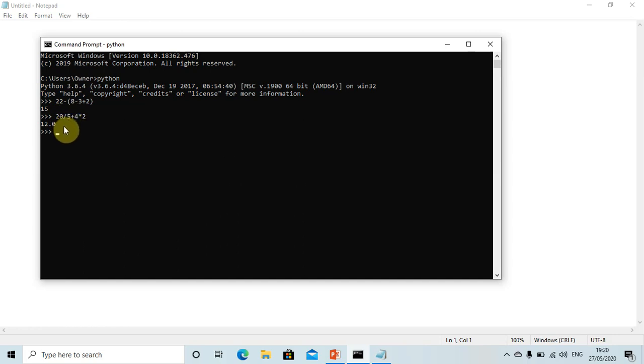4.0 and not 4. And then we are keeping it as it is. We are multiplying this. So 4 into 2 is giving us 8. And when we are adding 4.0 plus 8, it is giving us 12.0. So please remember that always division operator will give us a floating point value and not an integer value. Okay, moving on to the next question.